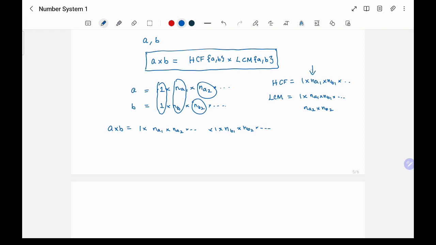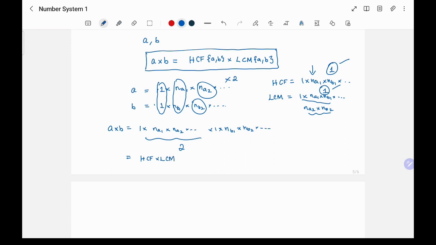So in HCF, the common factors we are just writing one time. In LCM, the common factors we are writing one time, and whatever is not common we are putting as it is. And in the overall product A into B, the common factors are repeating twice. In HCF into LCM, the common factors also repeat twice. So that is why this is the same as HCF into LCM.